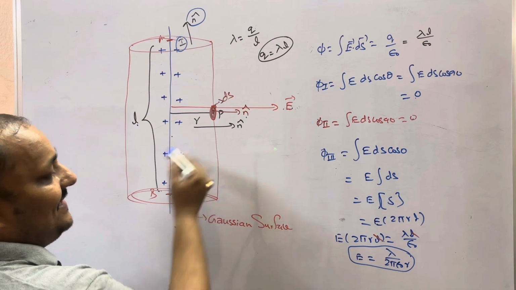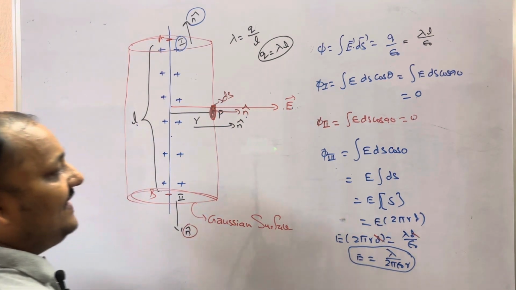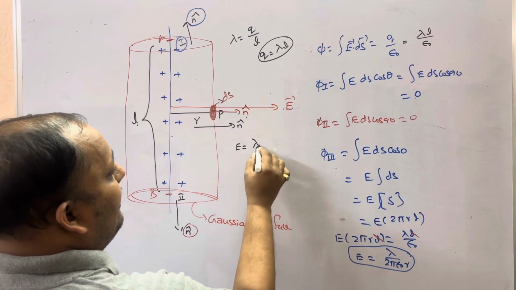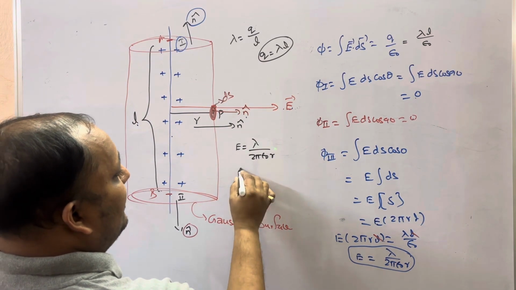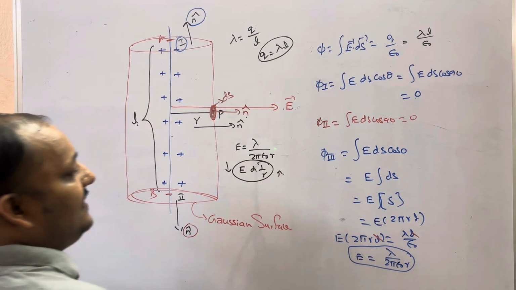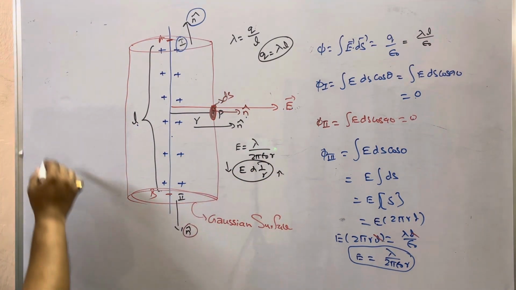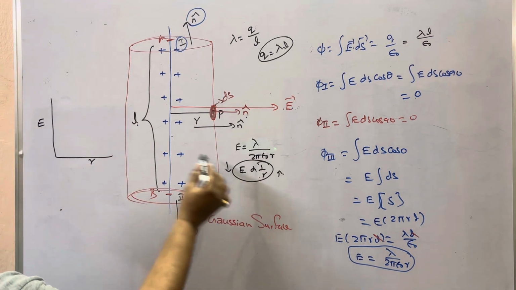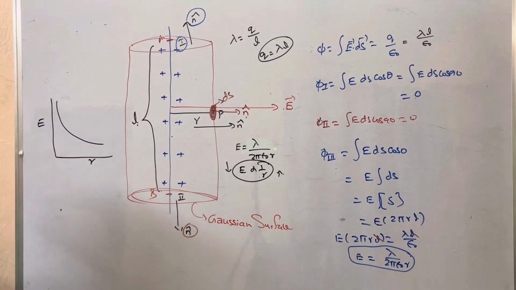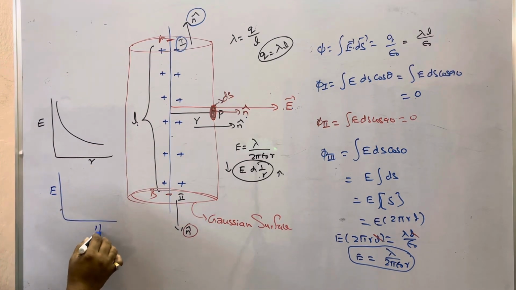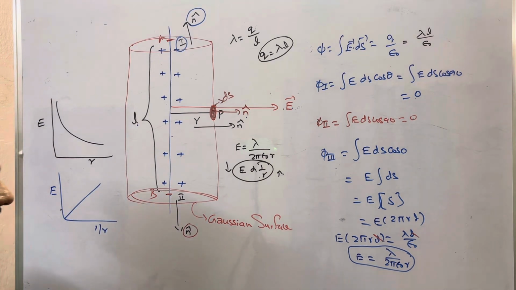So at this distance R, the electric field intensity is E equal to lambda by 2 pi epsilon naught R. E is inversely proportional to R. If R increases, E decreases. What is the nature of the graph drawn between E and R? Since E and R are inversely proportional, it is a rectangular hyperbola. What is the nature of the graph drawn between E and 1 by R? These two are directly proportional, so we get a straight line like this.